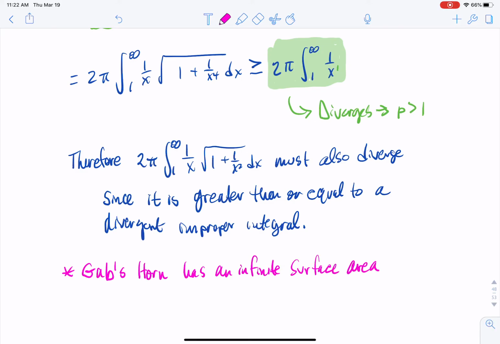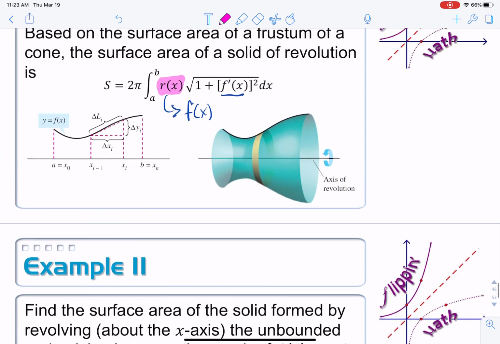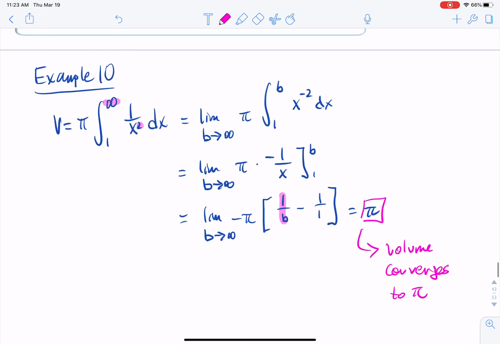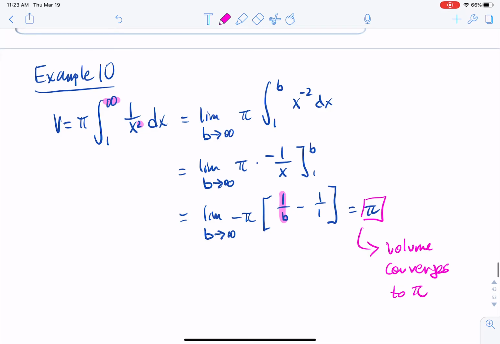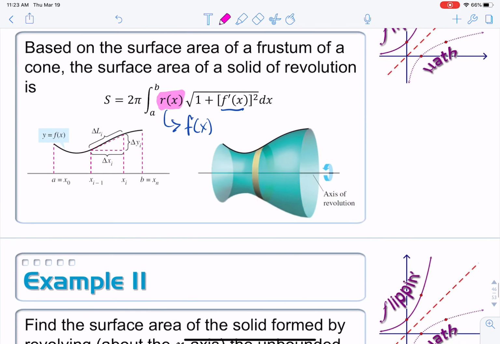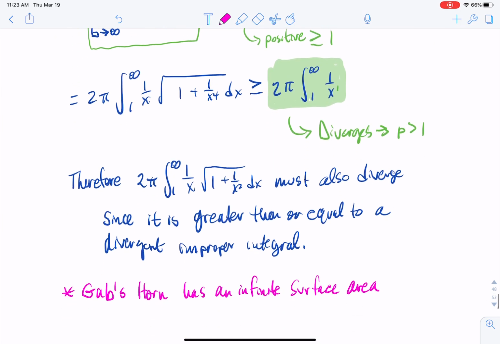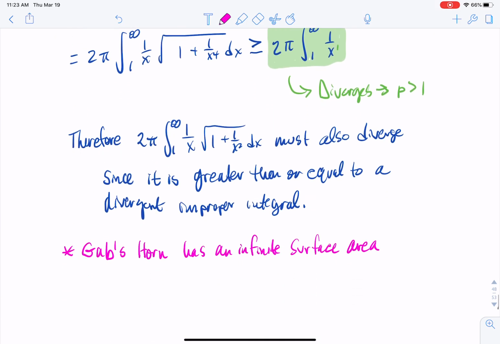All right, let's kind of try to digest all of this. Let's see what the implication of all of this is. We were able to show way back over here that Gabriel's horn has a finite volume. Its volume converges to pi, right? And then based on this formula for the surface area of a solid of revolution, we were able to show that its surface area diverges. Its surface area is infinitely big.